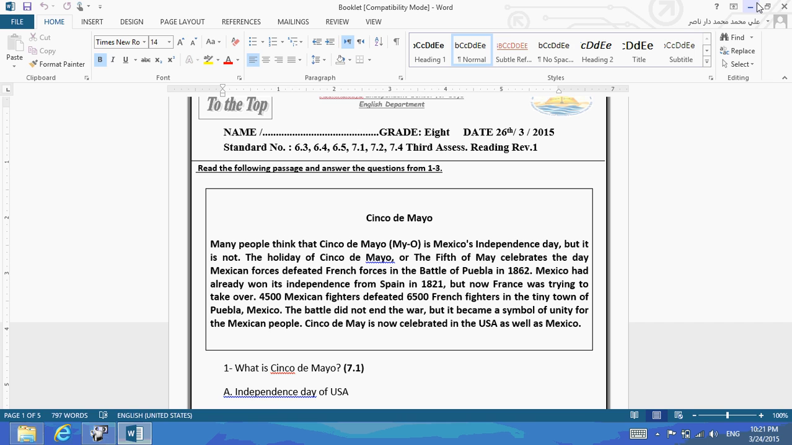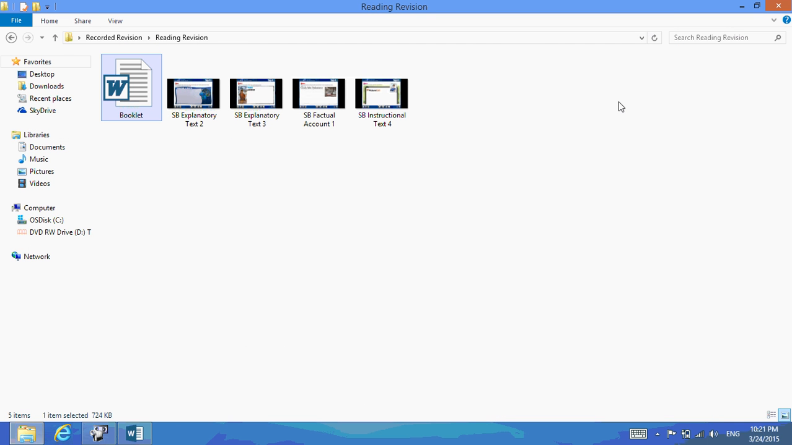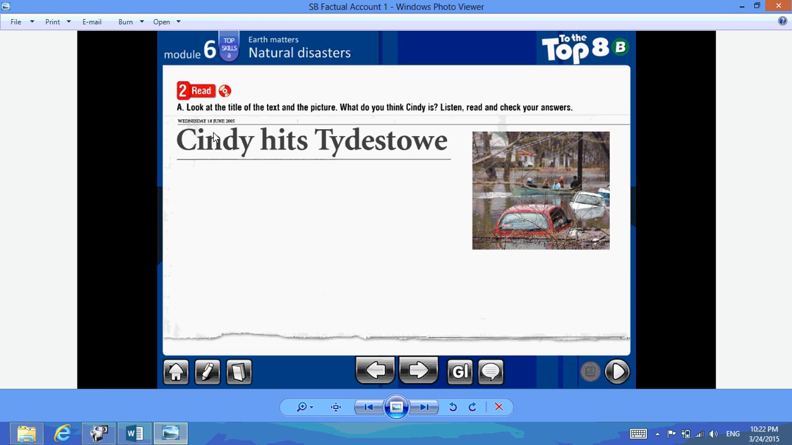A good example about factual account taken from a student book is the text under the title Cindy Hits the Stove, Module 6, Topic Skills A, under the title of the unit Natural Disasters.